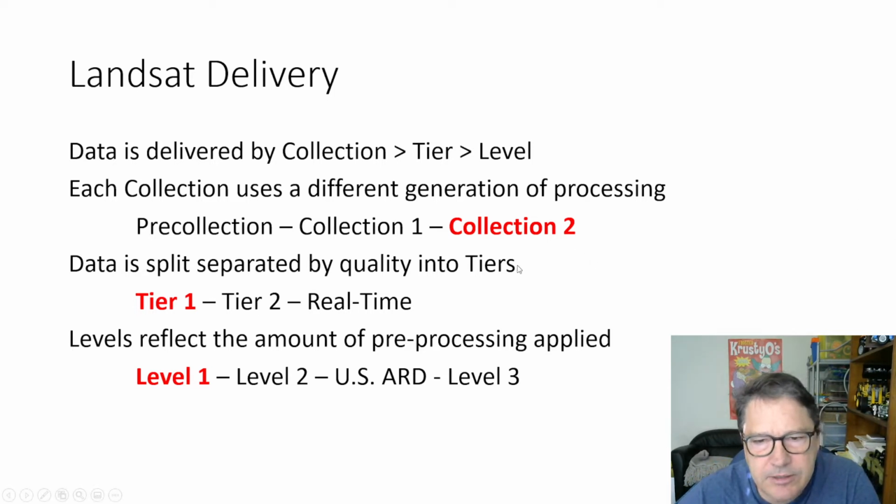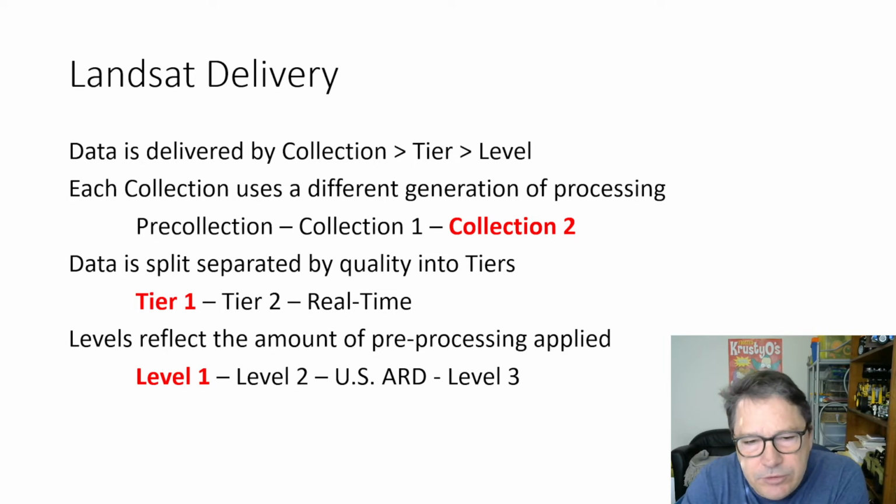Then you look at the tiers. There's tier 1, tier 2, and real time. So tier 1 is what you want. That's high quality data, being processed, ready to go. Scenes that are put into tier 2 may have some problems with their processing. There may be some geometrical problems, or they may be significantly compromised by cloud. In any regard, Tier 2 is probably not data that you want to download. So that's stuff that you'd only use as a last resort.